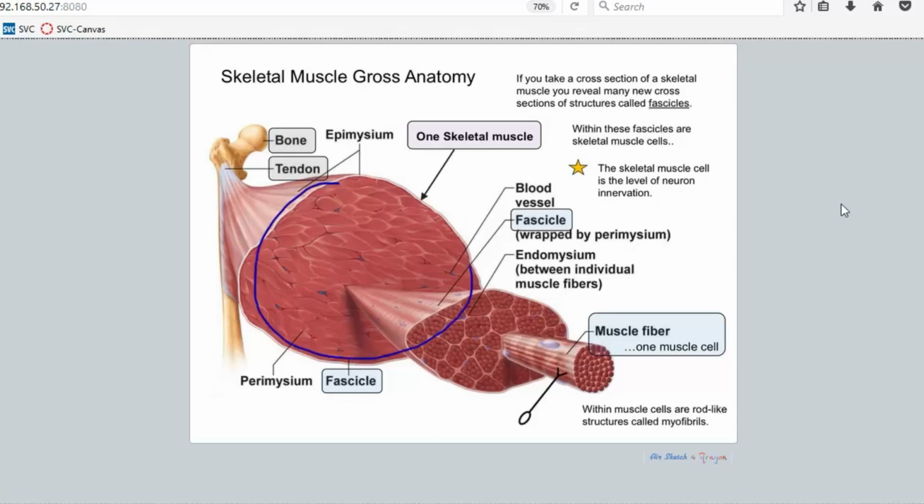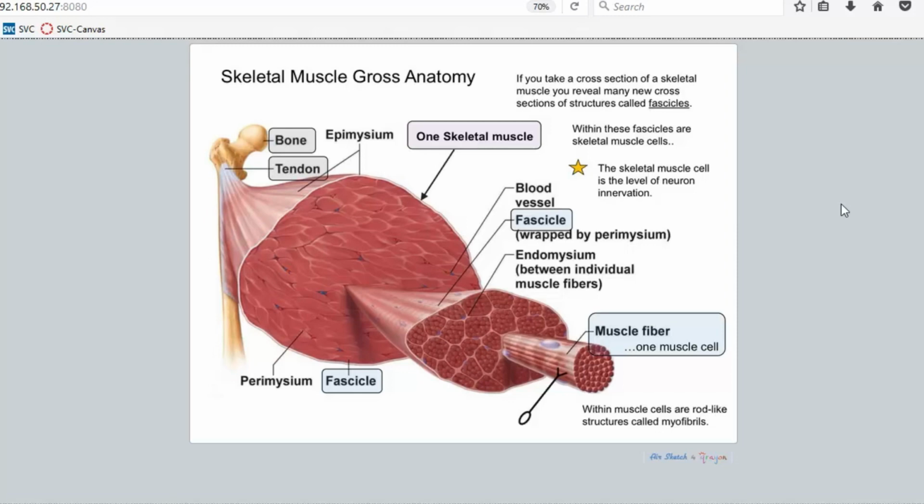Here's our skeletal muscle right here. And, you know, there's connective tissue sheaths around the skeletal muscle. The sheath that wraps around the entire skeletal muscle is called the epimysium. And then you can see that the skeletal muscle is attached to bones via tendons. Okay. So we take a cross-section of the skeletal muscle here.